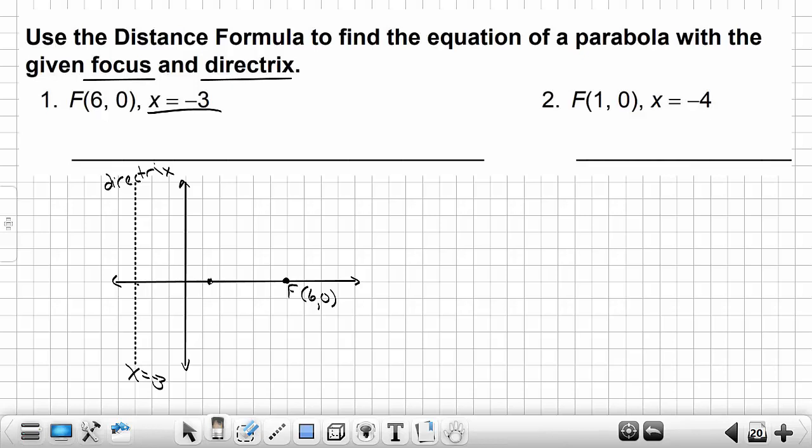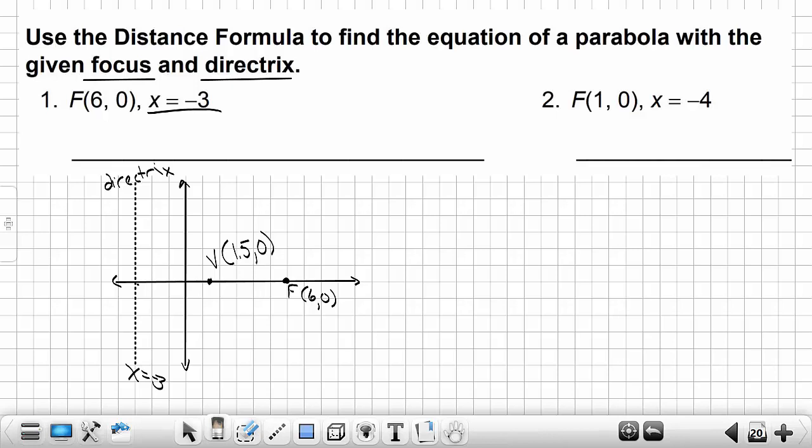Are you guys okay with finding the distance between them was 9, from here to here? Half of 9 is 4.5. So you can either subtract 4.5 from 6, or you can add 4.5 to -3, and you'll get 1.5. So here's my vertex: (1.5, 0).